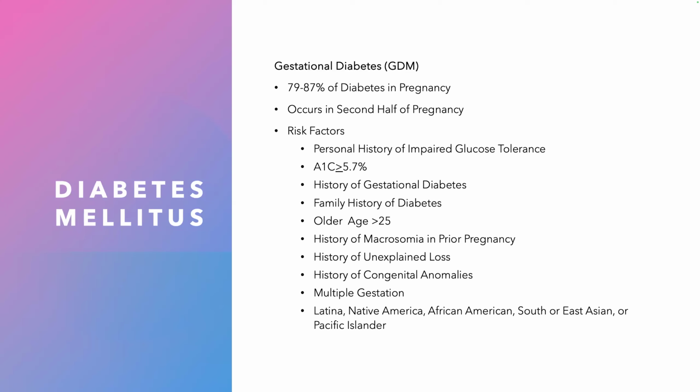So what are our risk factors for type 2 diabetes? Someone who has a personal history of impaired glucose tolerance, anyone who has a baseline A1C of 5.7 or higher puts them at risk.